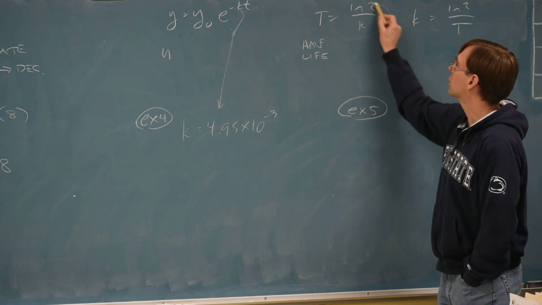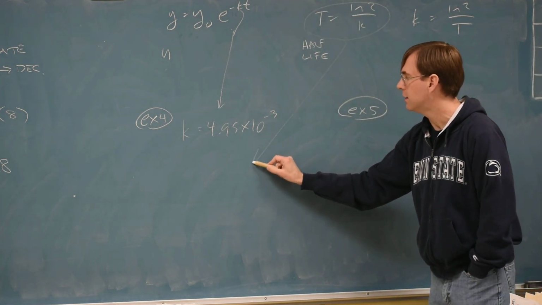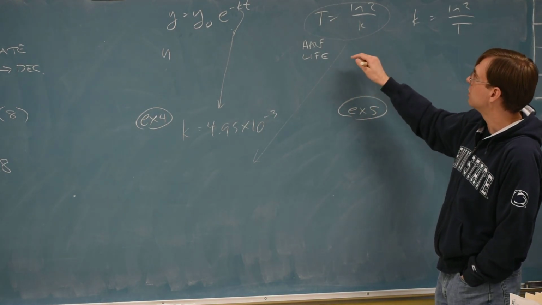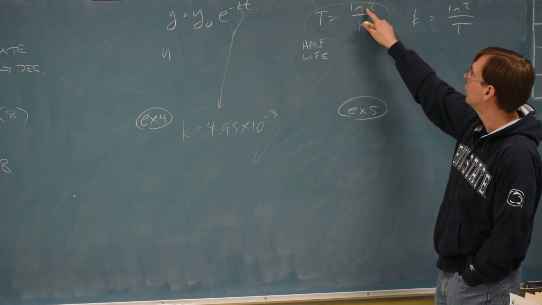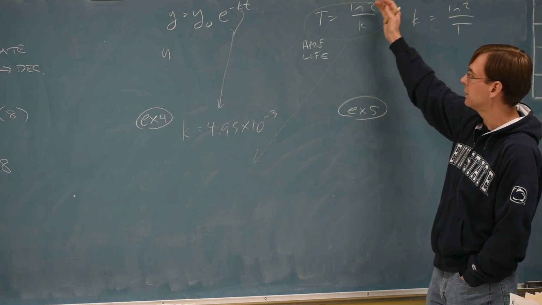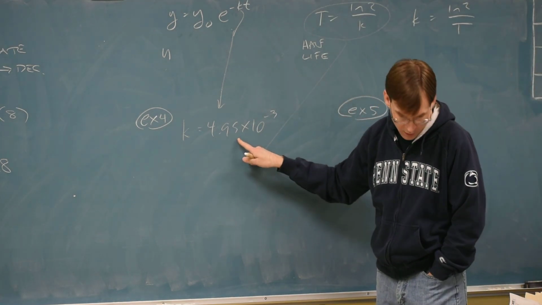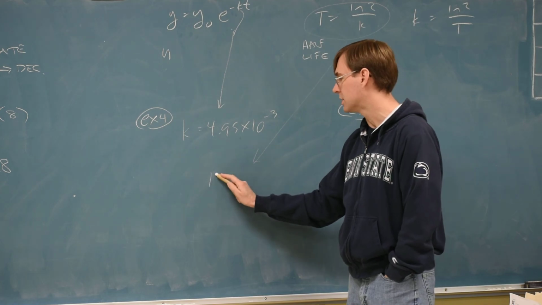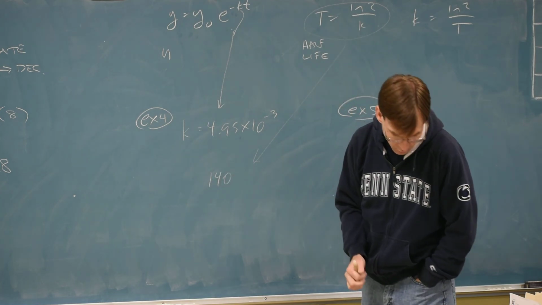We can just work this equation. This equation is made to find you the half-life. You would just have to punch in the ln of 2, close the parentheses when you punch, divided by that number. And it should shoot you out something in the neighborhood of 140 days.